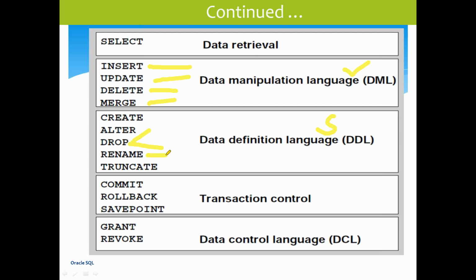Rename: column name can be changed using this rename. Table name can be changed, that is rename. Truncate: data will be removed permanently. Here delete is there, data will be removed temporarily. We can revert back using rollback. But in truncate, data cannot be reverted back. Once it is truncated, it means removed permanently. So in practical, we'll do all those things again. You will be clear, and many differences are there. We'll discuss all those also.